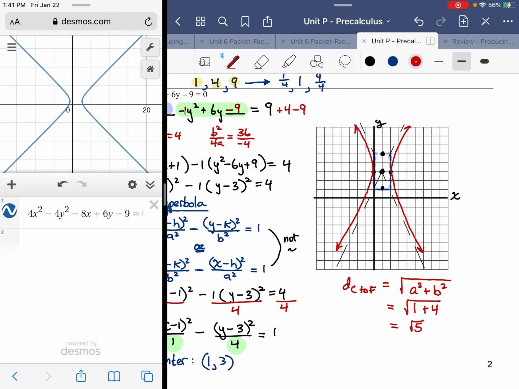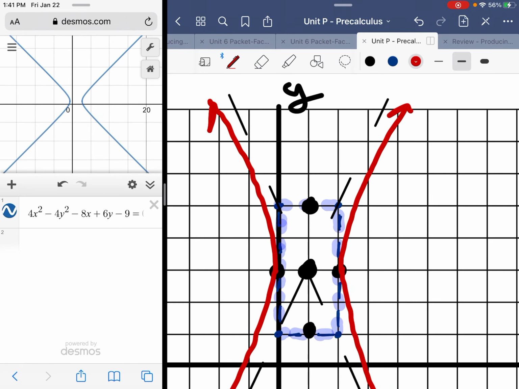so root 5. The foci are always on what's known as the transverse axis. The transverse axis is the imaginary line segment that connects the vertices that are actually on the hyperbola. So that's something to keep in mind there. We need to go out along that transverse axis, and that transverse axis, if you extend it, would create a line. We don't actually extend it, we only focus inside the rectangle.